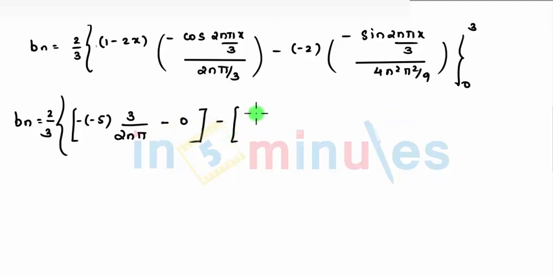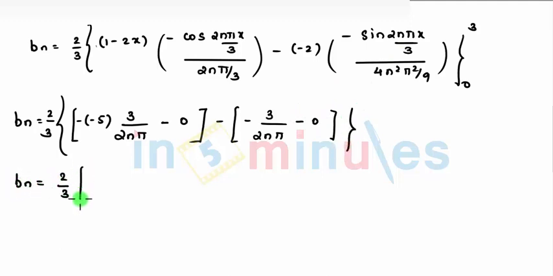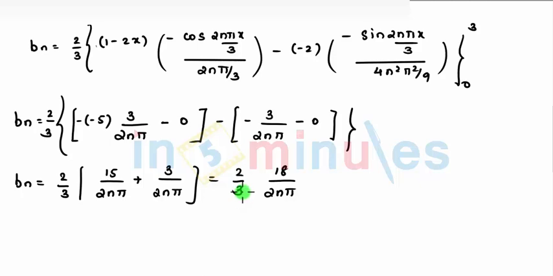Minus, let's substitute the lower limit. When you substitute the lower limit, that comes to be 1 minus 0 and minus 3 divided by 2n pi. Cos 0 is 1, sin 0 is 0, so that I can write as minus 0. Let's solve it, students. So Bn comes to be 2 by 3, minus and minus becomes plus, 15 divided by 2n pi, minus and minus becomes plus 3 divided by 2n pi, which you can write as 2 by 3, 18 divided by 2n pi. This comes to be 6, 2 and 2 gets cancelled. Finally, I can write 6 divided by n pi.